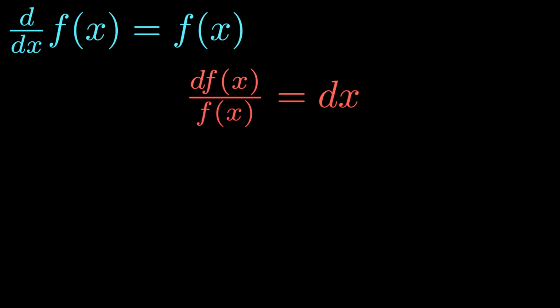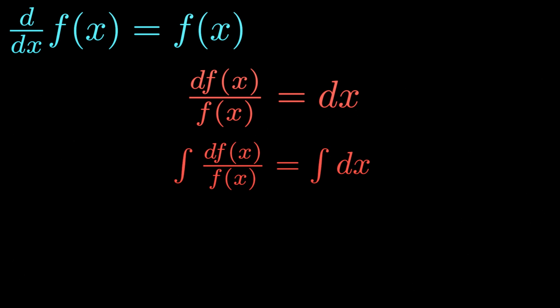Now let's begin by dividing both sides of our equation by f of x and multiplying both sides of our equation by dx. So on the left hand side the dx cancels and we just have d f of x divided by f of x, and on the right hand side the f of x cancels and we just have dx.